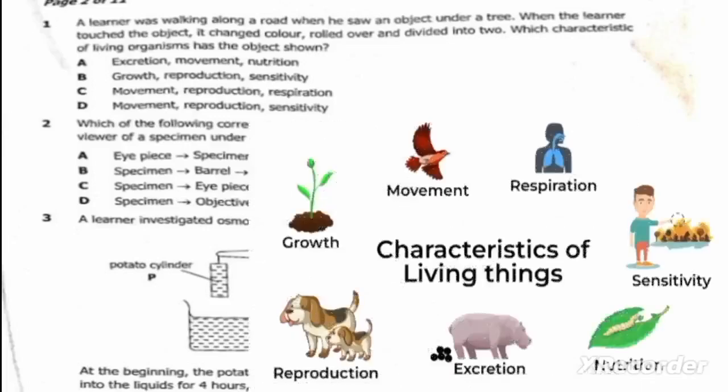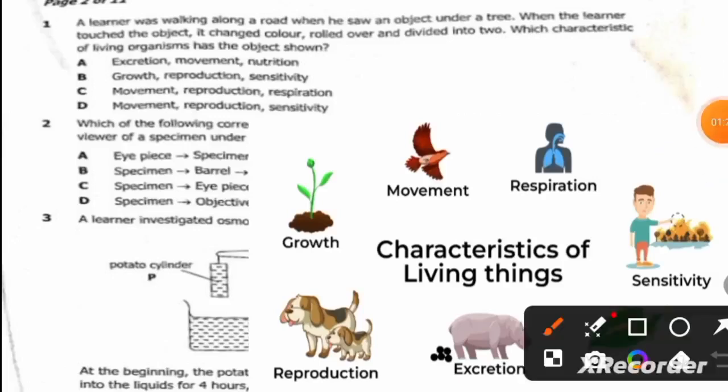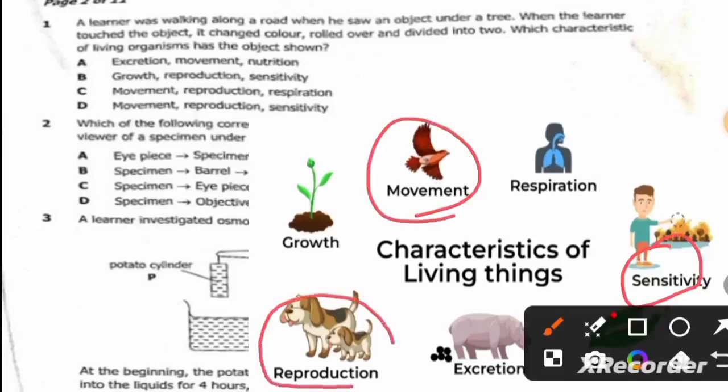So we need to understand that there are 7 characteristics of all living organisms, such as movement, respiration, sensitivity, nutrition, excretion, reproduction, and growth. According to the question, when the learner touched the object, it changed color, and this is showing sensitivity. Then the object rolled over, and this is showing movement, and it divided into two. This is showing reproduction.